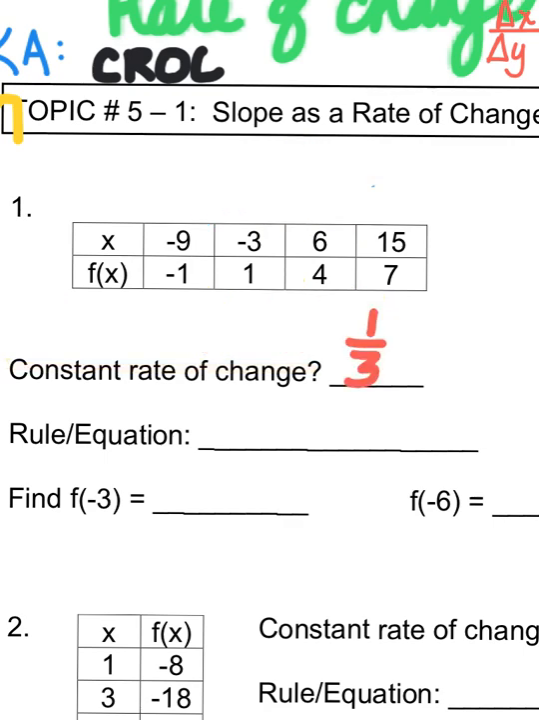To find the rule or the equation, this is an equation of a line. So you're going to use the format y equals mx plus b. We encourage you to use the stat function in your calculator. If you need more help with that function, please refer to the other video about using the stat function to find the equation of a line.